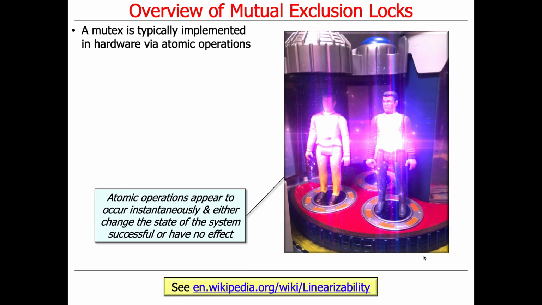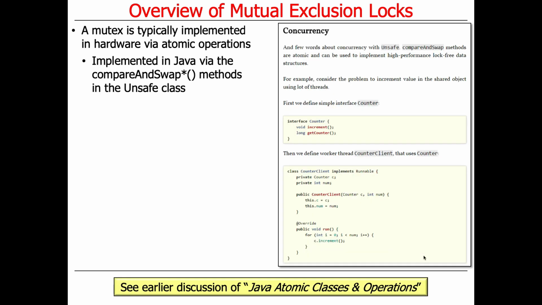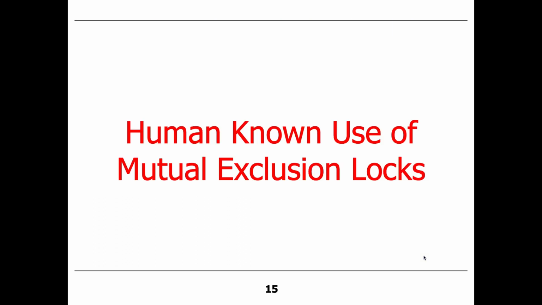OK, so as we've seen before, a mutex is typically implemented in hardware using atomic operations. And remember, atomic just means they appear to occur instantaneously, and they appear to other threads in the process to either have happened all in one fell swoop or not to have happened at all. And we talked about lots of examples like transporters and other things that were examples of this. Under the hood, this is implemented by the compare and swap methods we've talked about before.